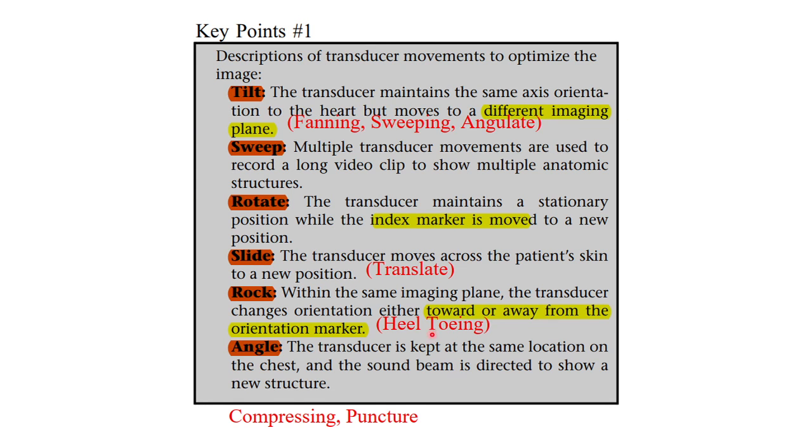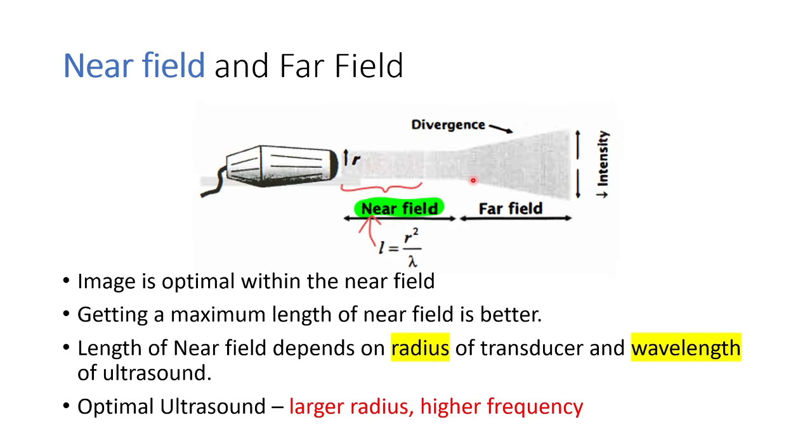Our 2019 ASE guideline gives all these movements in a table form. However, these terminologies were not there. I have included all these terminologies also. These are the various other terms which we can use. That is, for tilting: fanning, sweeping, angulating, all mean the same thing.